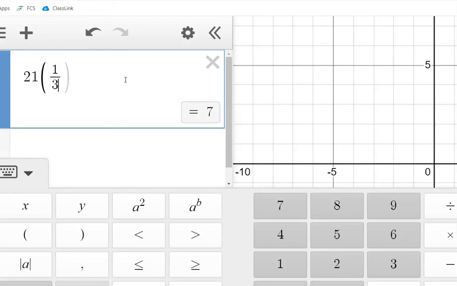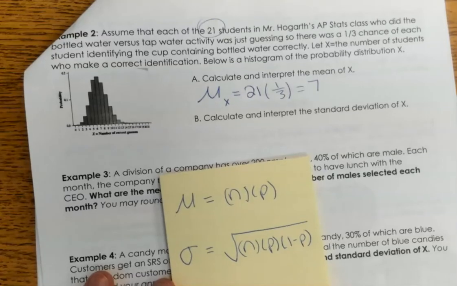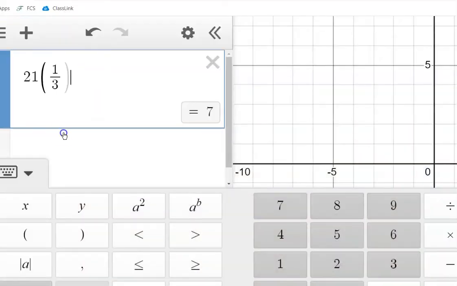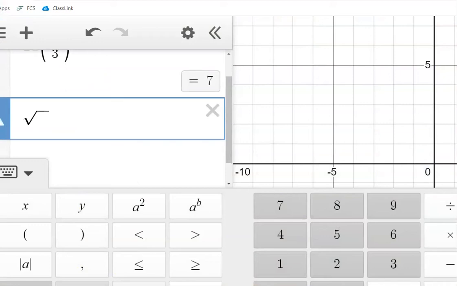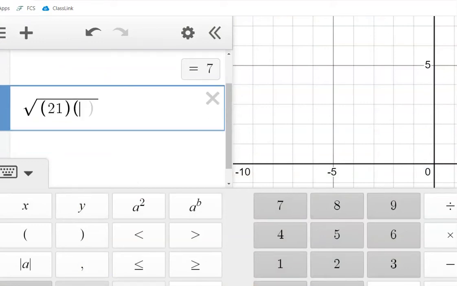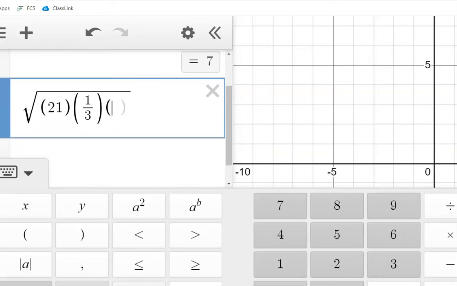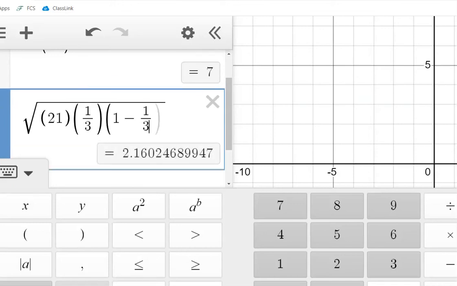All right, before we do the interpretations, let's go ahead and calculate the standard deviation as well. So the standard deviation is the square root of n times p times 1 minus p. So I'm going to do the square root of n times p times 1 minus p. There we go. And I get the standard deviation to be, I'm writing this down on the paper, 2.160.